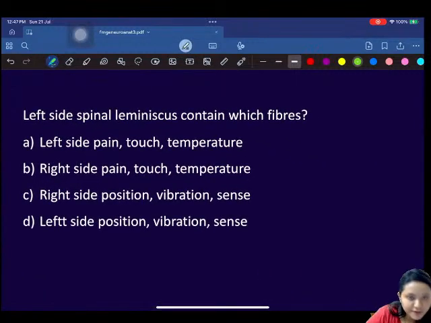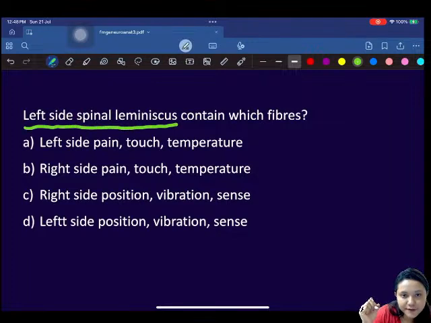Now there is a question on this: the left side spinal lemniscus contains which fibers? They have given the options: left side pain, touch, temperature; right side pain, touch, temperature; right side position, vibration and sense; and left side position, vibration and sense. So any answer from the chat? What is the spinal lemniscus, and the left side will contain what type of fiber? Want to attempt this question?